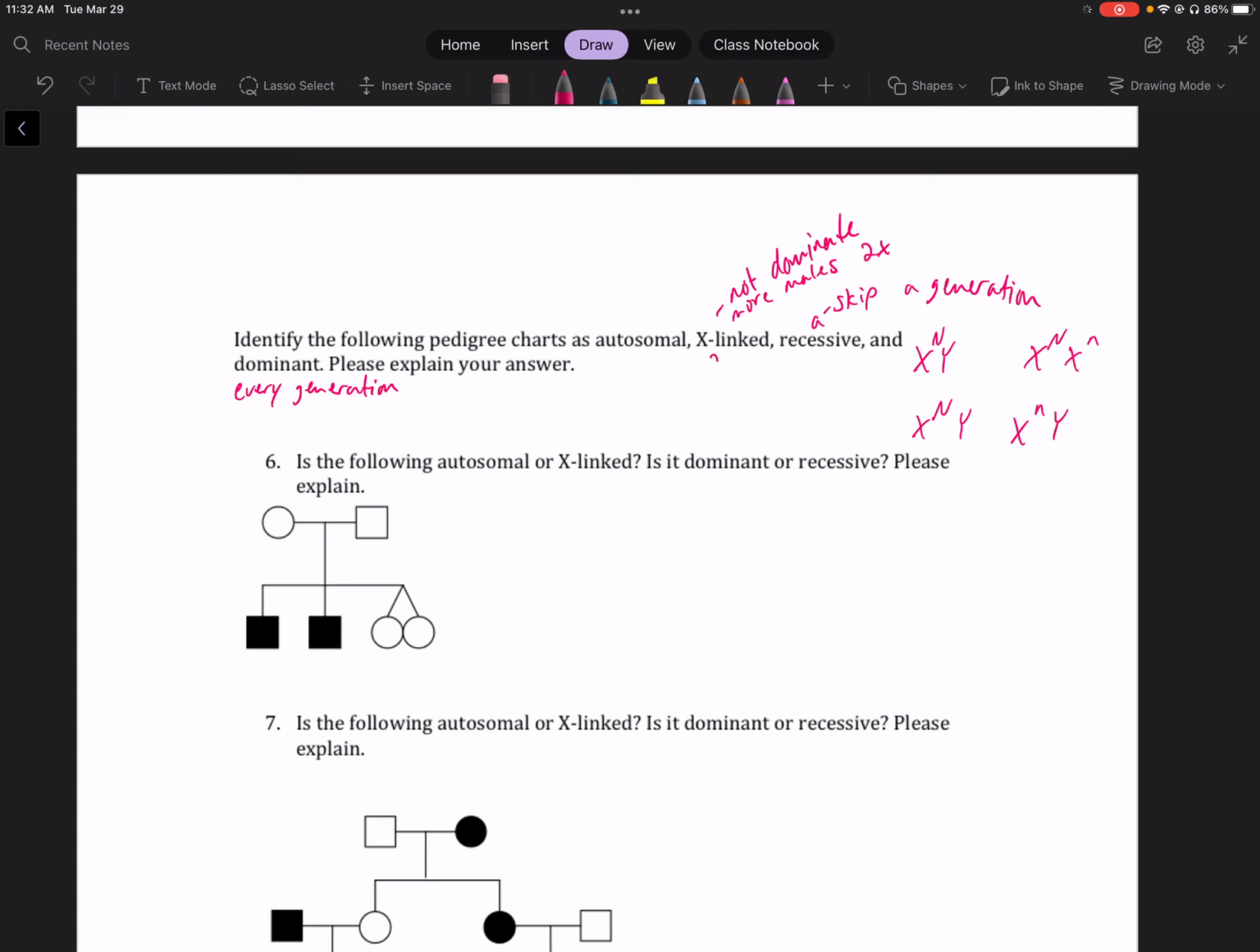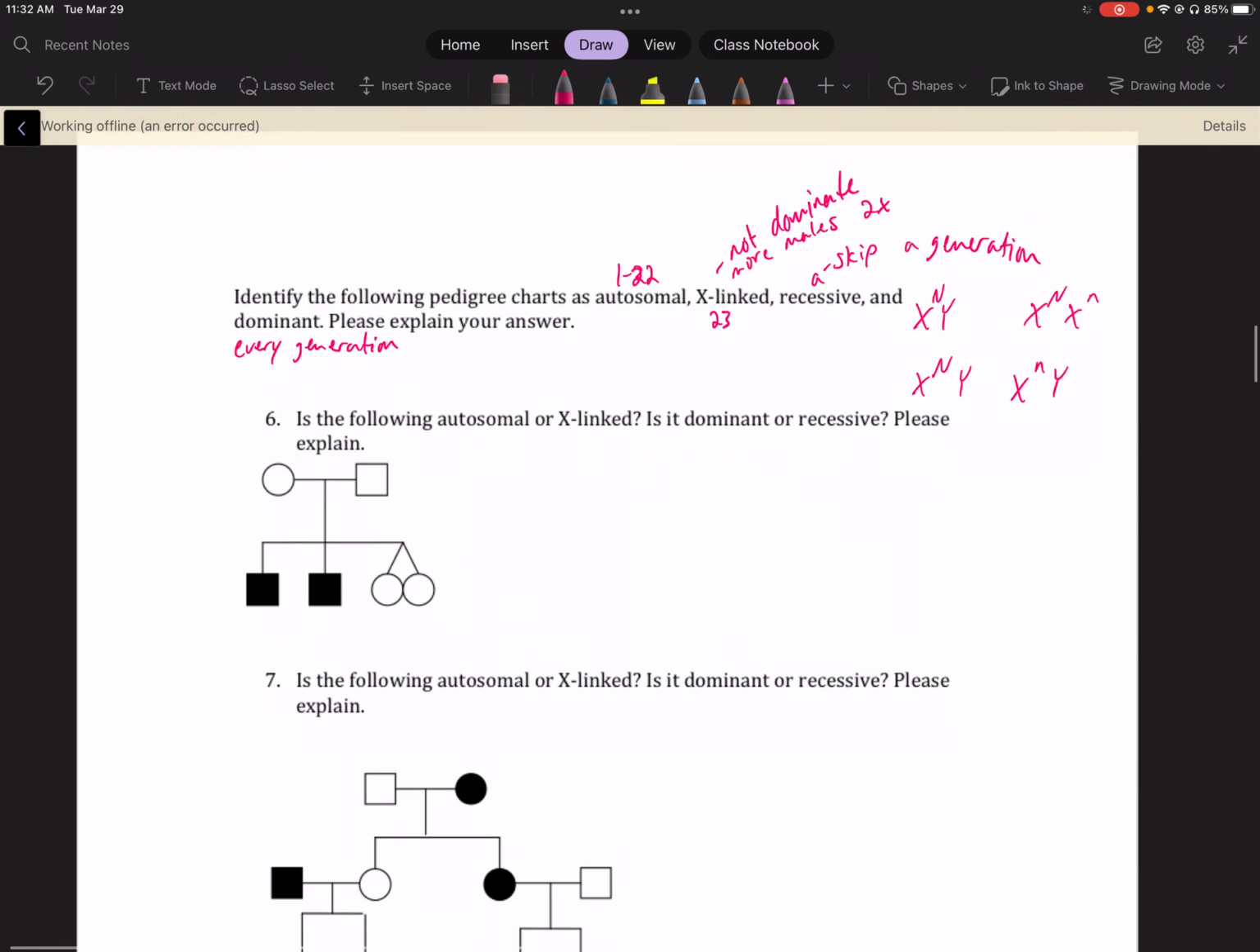And so X-linked is going to be found on the 23rd pair of the chromosome, while autosomal is 1 through 22, and it's going to follow the normal passing of traits, that dominant, recessive, homozygous, heterozygous passing. So we're going to do these together and talk you through some things. Is this autosomal or X-linked? Is it dominant or recessive? Please explain.